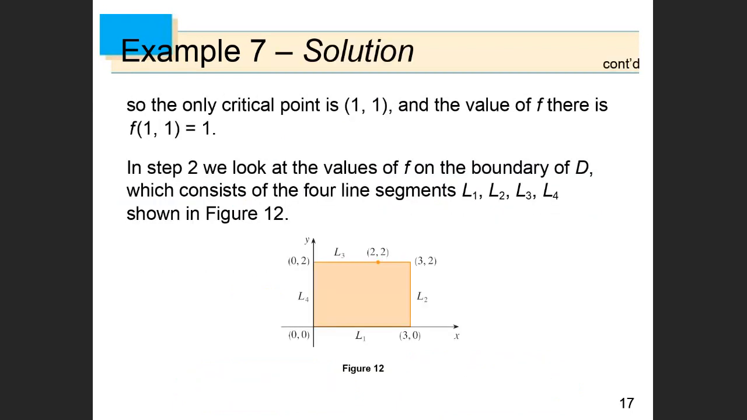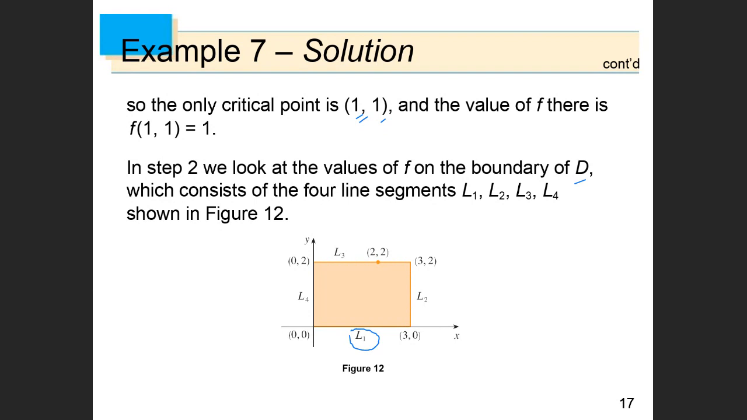Okay, so to find the critical points, we find those that make the derivative equal to 0. We find them at 1, 1, in fact. Okay? And then we look at the values of f on the boundaries of D. So you see now we have a drawing. These are the boundaries of D.